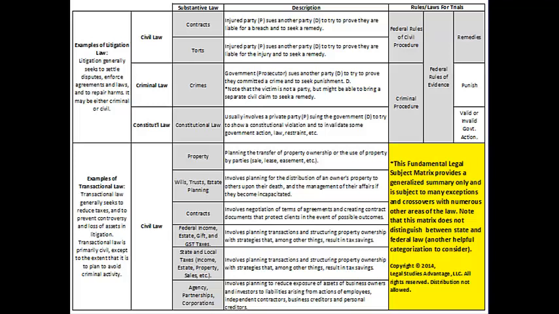First, let's look at property. Transactional practice that touches on the area of property law generally has to do with planning the transfer of property ownership and the use of property by parties. For example, this may deal with sales, leases, easements, and so forth.